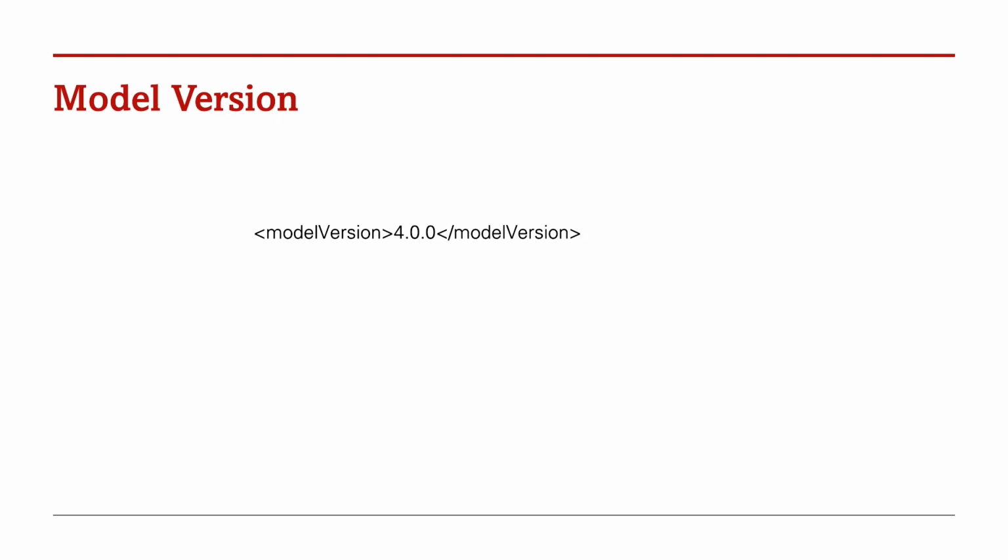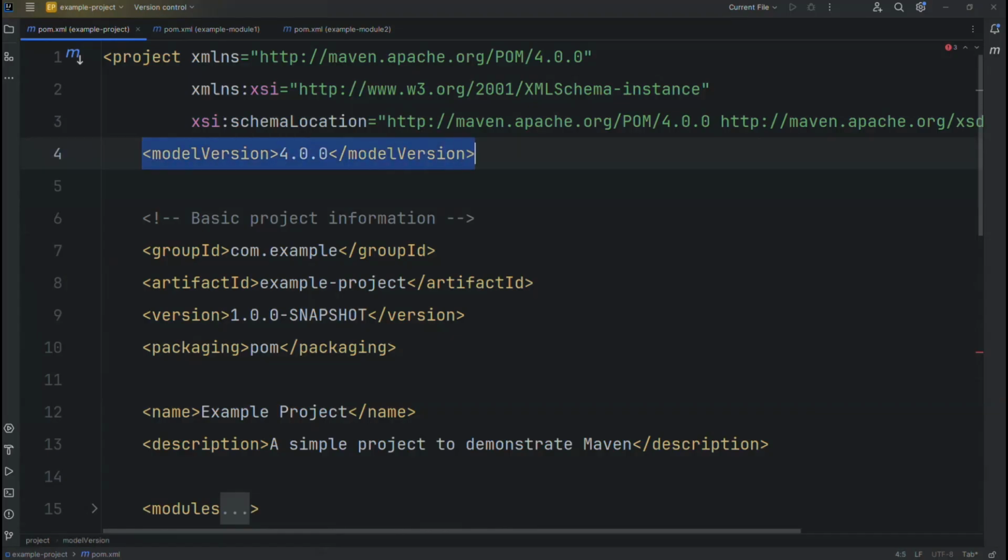modelVersion. The modelVersion element in a Maven pom.xml file specifies the version of the project object model schema that the file adheres to. This element is crucial as it defines the structure and rules that the pom.xml file must follow. The modelVersion element should always be the first element in the pom.xml file, and its value indicates which version of the POM schema is being used. For Maven 2 and 3, this is usually 4.0.0.